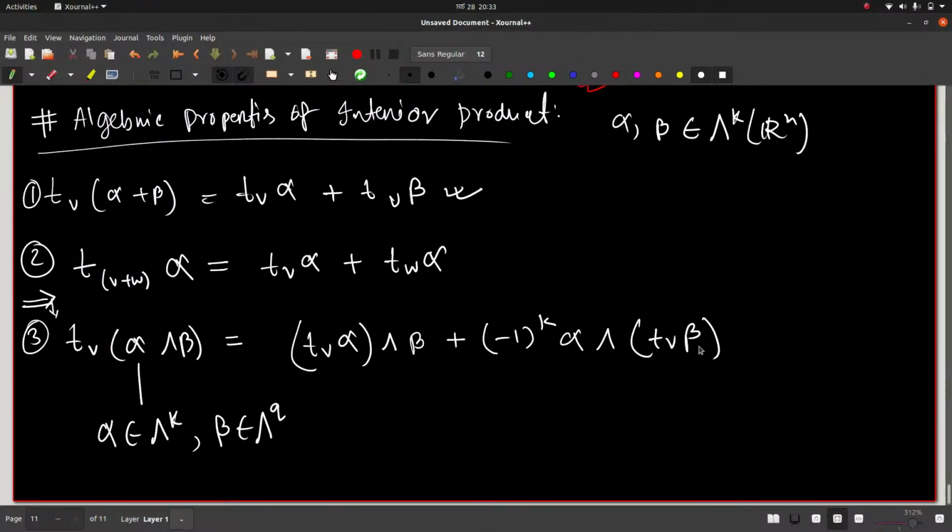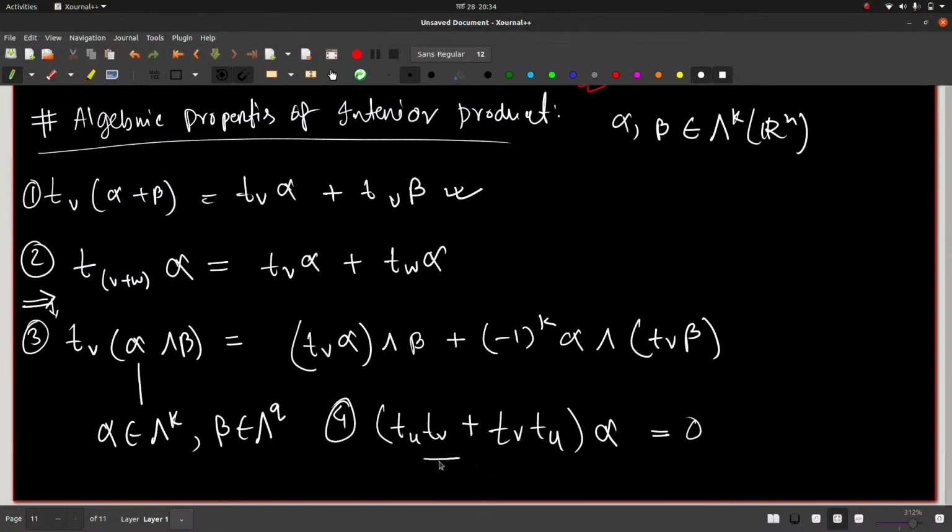So these are some algebraic properties, and a final one is a little bit interesting, which kind of looks like an anti-commutator if you are familiar with linear algebra, and if you are not, just take this property and try to prove it. It is that i_u i_v plus i_v i_u of alpha, where alpha is again a k form, is equal to 0. And this thing is similar to an anti-commutator.